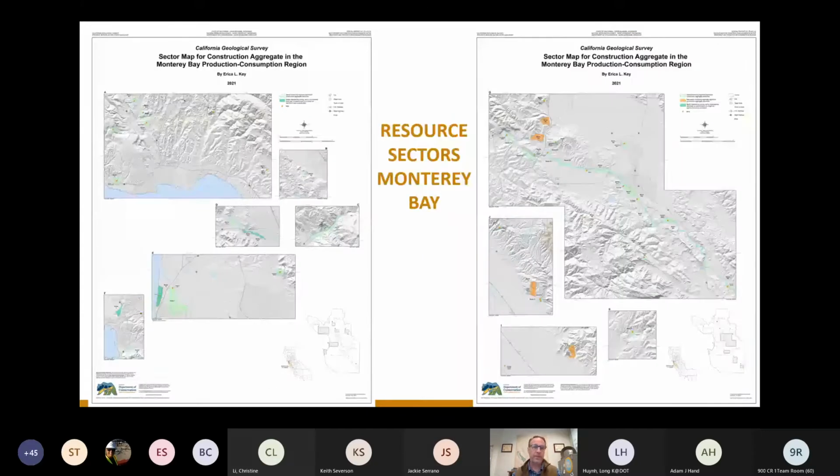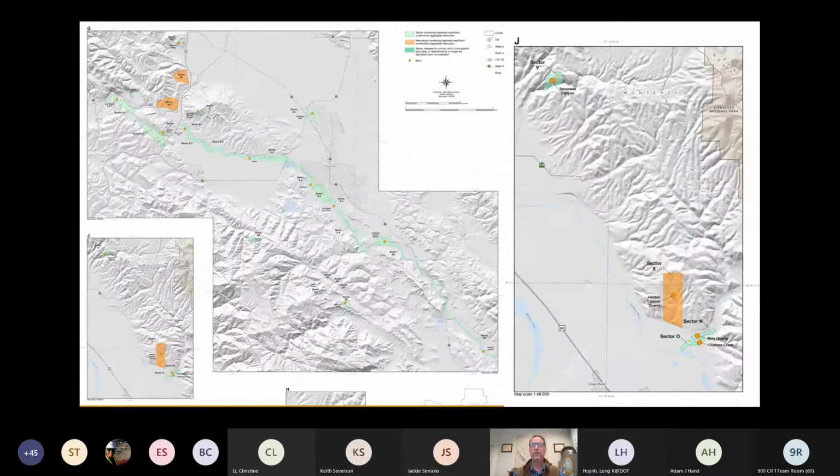Talk about sectors here, the important stuff. Same color scheme. Light green, it meets threshold and has compatible land use. Dark green, it's depleted, and orange is new. This is what the actual plates look like. So there's 2 plates for this report. There's 35 sectors. Let me show you, I'll blow up a couple of these areas so that we can see them.